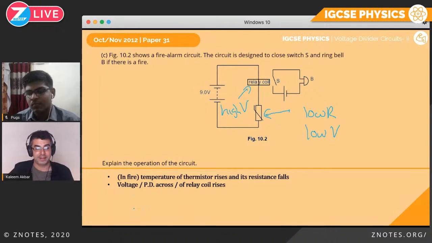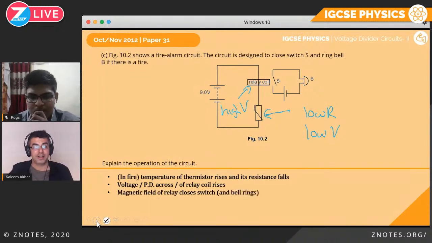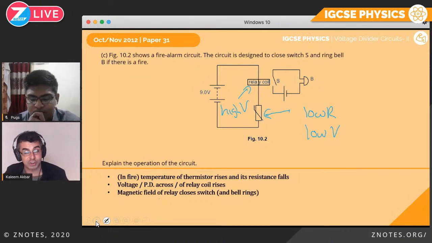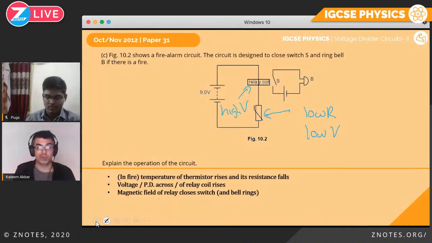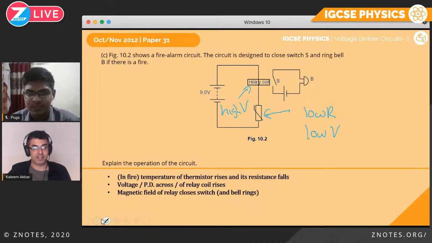All right? The magnetic field of the relay closes the switch and the bell rings. So you keep it simple. Thermistor gets hot, resistance down, voltage down. Voltage of relay rises, becomes magnetized, closes the switch, buzzer sounds. That is a typical automated voltage divider circuit.